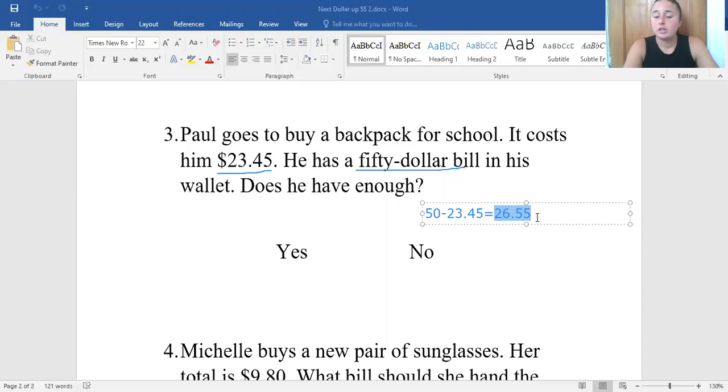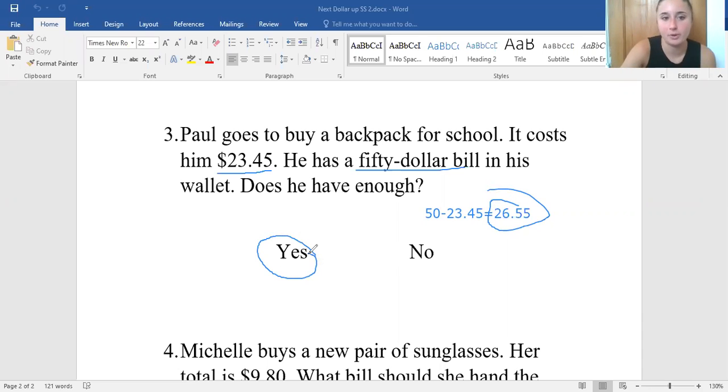So, is there a remainder? Yes or no? Is there money left over after you hand them the bill that you have in your wallet? Yes. So that means that Paul had enough money to make this purchase and buy his backpack for school. Okay.